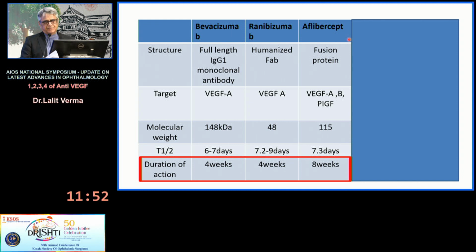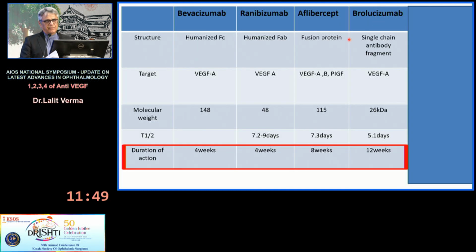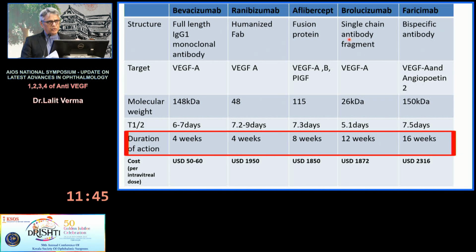Aflibercept is proposed at 6 to 8 weeks of duration. Brolucizumab is pegged at 12 weeks. And the newest anti-VEGF, which may be in the market in a month or so, with 15 December as the deadline, will enter India's market: faricimab, although it was approved in 2022 in the US. I labeled 1, 2, 3, 4 as 1 month, 2 months, 3 months and 4 months. This is the durability of the injection.